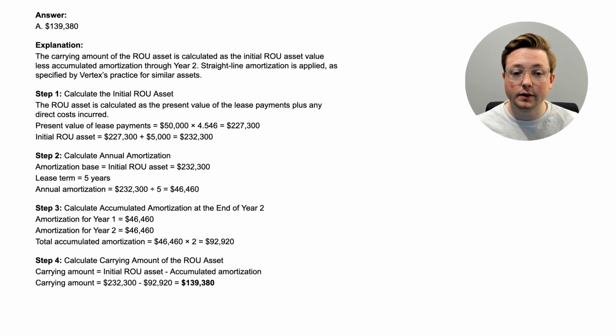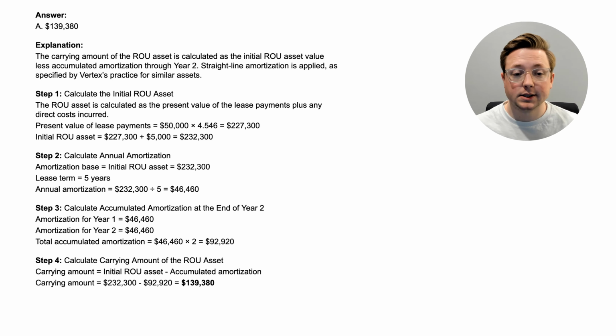The carrying amount of the ROU asset is calculated as the initial ROU asset value less accumulated amortization through year 2. Straight line amortization is applied as specified by Vertex's practice for similar assets. And by the way, that's what you typically do when it comes to finance leases and their ROU assets. You typically amortize them in a similar way to other similar assets. In this case, similar assets are amortized on a straight line basis, so that's what we're going to be doing.